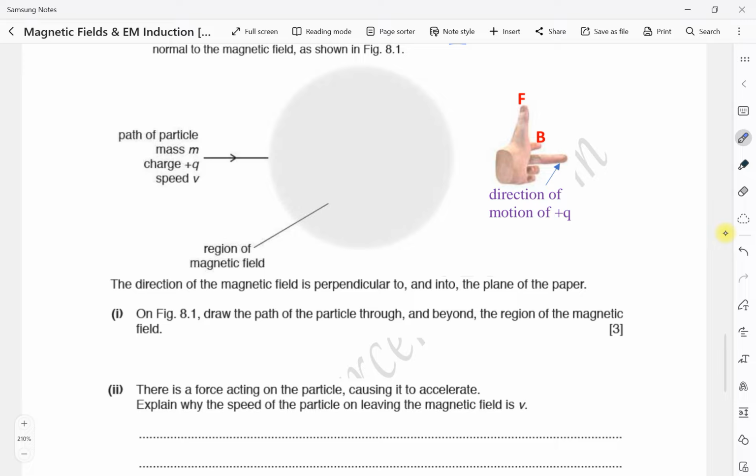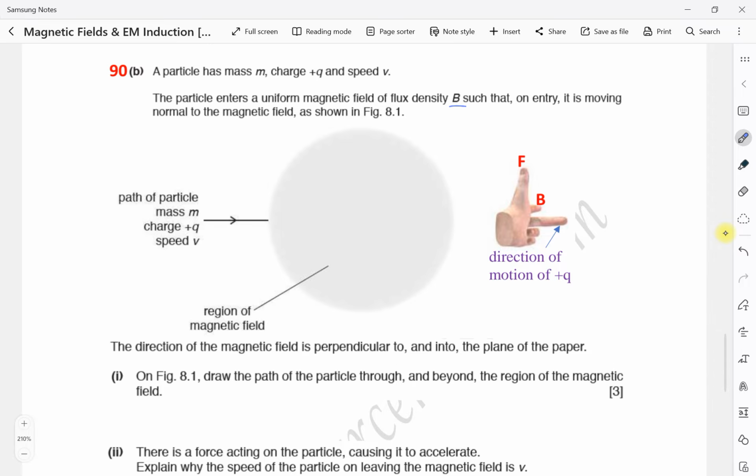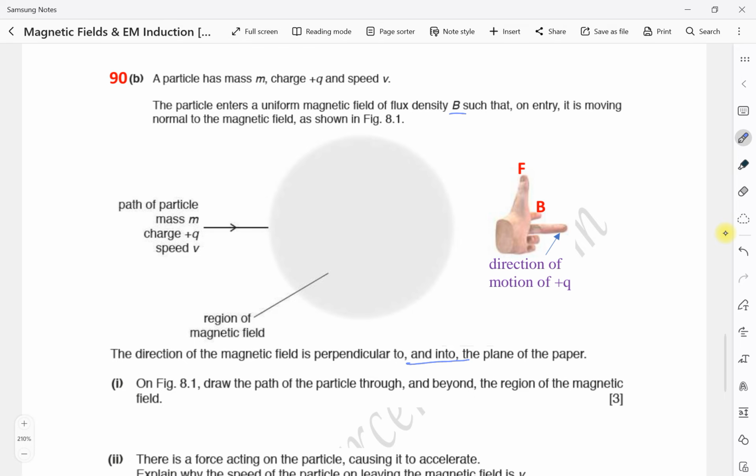So we just use Fleming's left-hand rule. Because the particle is entering perpendicular to the magnetic field, it experiences a force whose direction is given by Fleming's left-hand rule. So since the magnetic field is into the page, the first finger should point into your paper. The second finger, because the particle is positive, points in the same direction as the motion of the particle. And when you do that with your left hand, the thumb points upwards, which means that the force at entry is upwards. So the particle is going to be deflected.